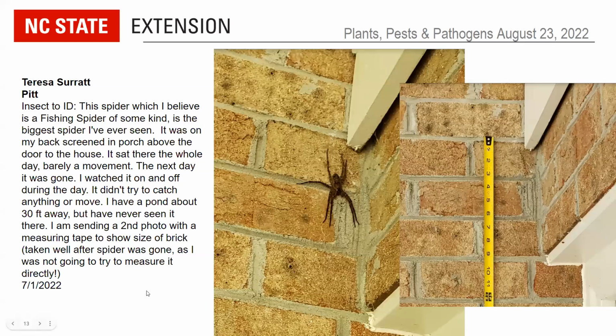Insect ID. Well, not an insect, but that's all right, that's part of the header. This spider, which I believe is a fishing spider of some kind, is the biggest spider I've ever seen. It was on the back screened in porch above the door to the house. It sat there the whole day, barely moving. The next day it was gone. I watched it on and off during the day. It didn't try to catch anything or move. I have a pond about 30 feet away, but I've never seen it there. I'm sending a second photo with a measuring tape to show the size of the brick, taken well after the spider was gone, as it's not going to try and measure it directly.